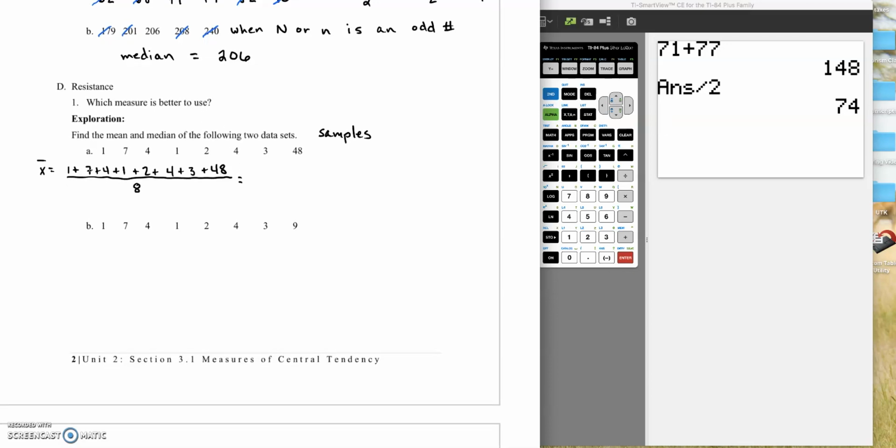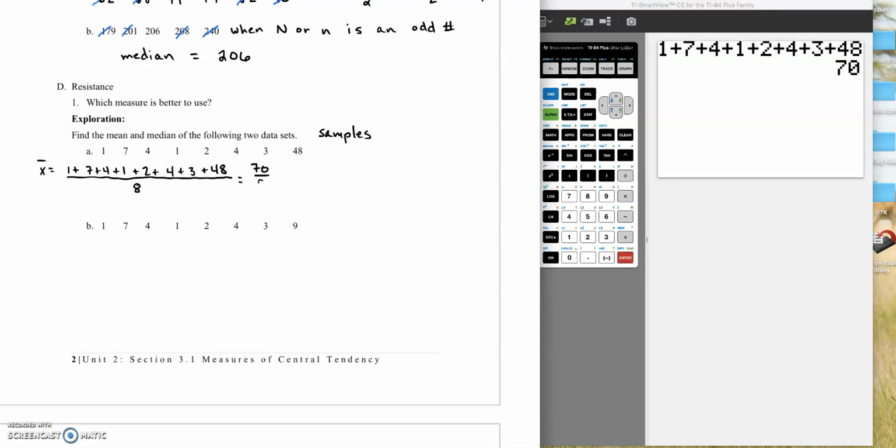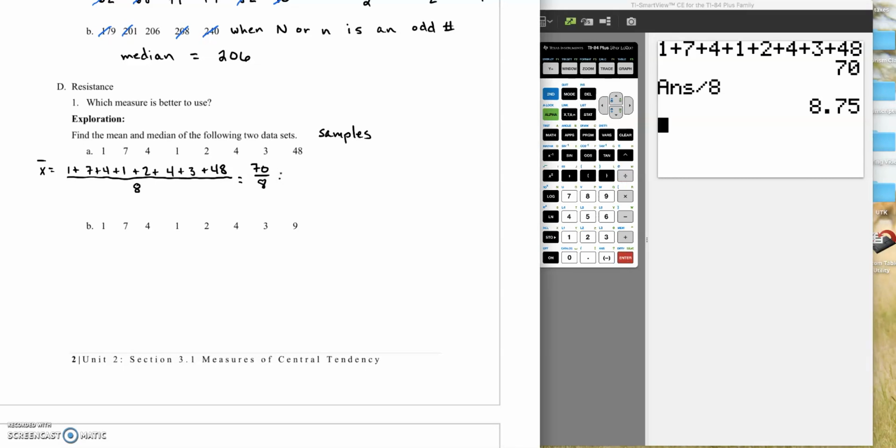So that gives us, I don't know, let's go to the calculator. 1 plus 7 plus 4 plus 1 plus 2 plus 4 plus 3 plus 48. So we get 70 over 8. So let's take our 70 and divide by 8. And we get a mean of 8.75. Now let's find the median.